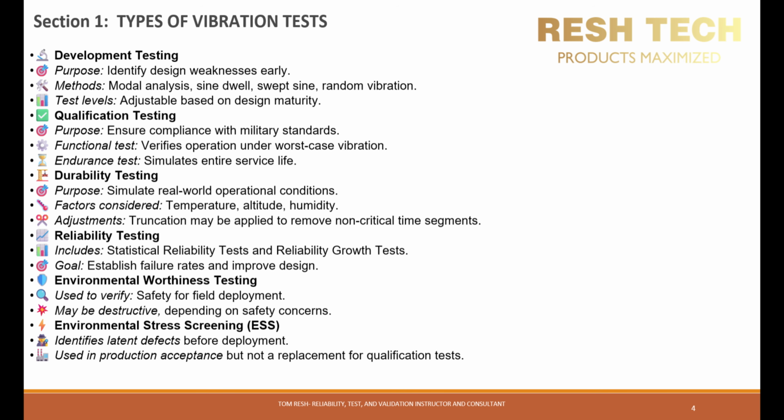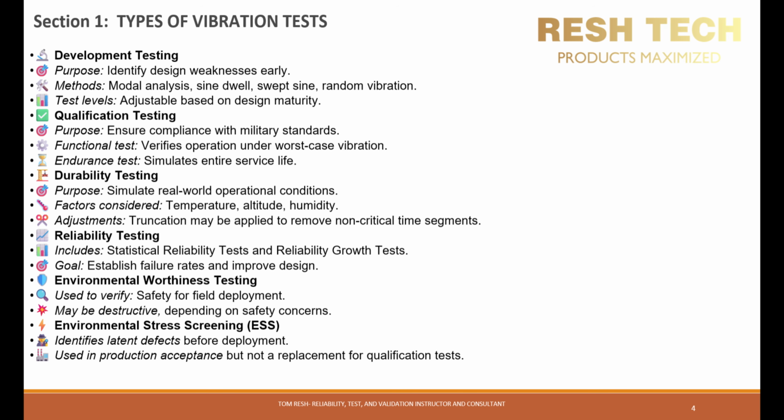The next type of testing is qualification testing. It ensures compliance with military and aerospace standards. It demonstrates that systems can operate reliably under extreme vibration conditions without performance degradation. It includes functional tests, which evaluate if the system remains fully operational under worst-case vibration and shock conditions. It checks for electrical, mechanical, and structural integrity during and after exposure. It includes endurance tests, which simulate the entire service life of the system under expected vibration environments, and it helps detect fatigue-related failures that might occur after long-term use.